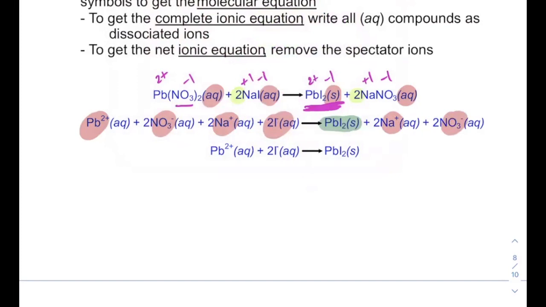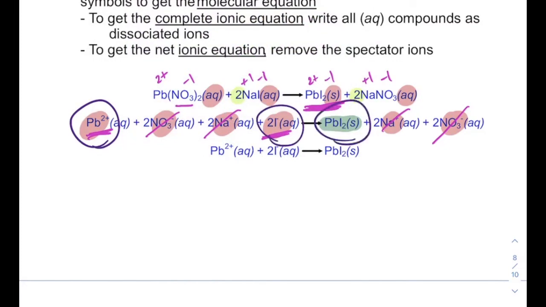And so if we now cancel out all of our spectator ions, lead is not an ion on both sides, so that one we're going to keep. Nitrate, there's 2 of them on both sides, so that's a spectator ion. Sodium, there's 2 on both sides, so that's a spectator ion. Iodine is not an ion on the product side, so that's going to also be part of my net ionic equation. So if I write my net ionic, I have lead 2+ aqueous, iodine 1- aqueous, gives me lead iodide solid. And so that is my final net ionic equation.